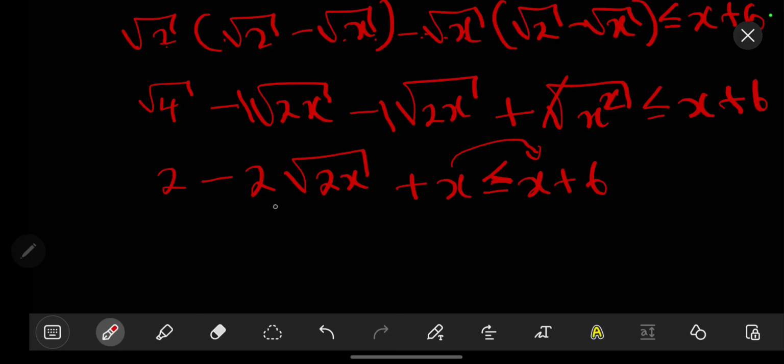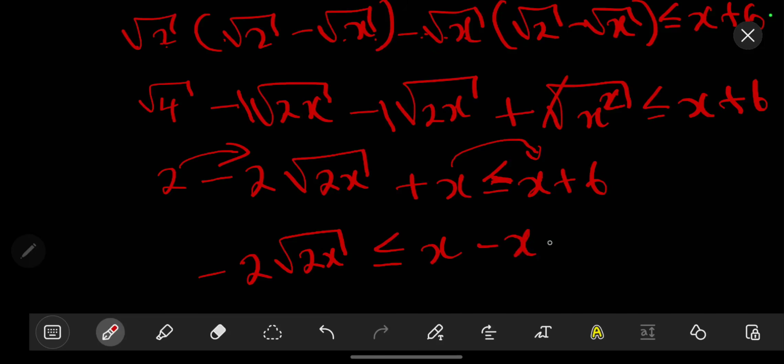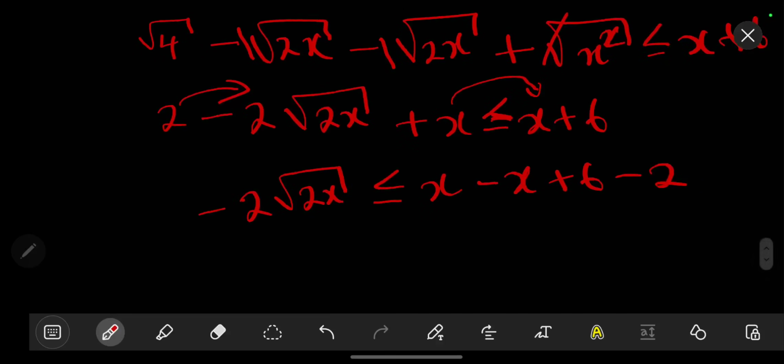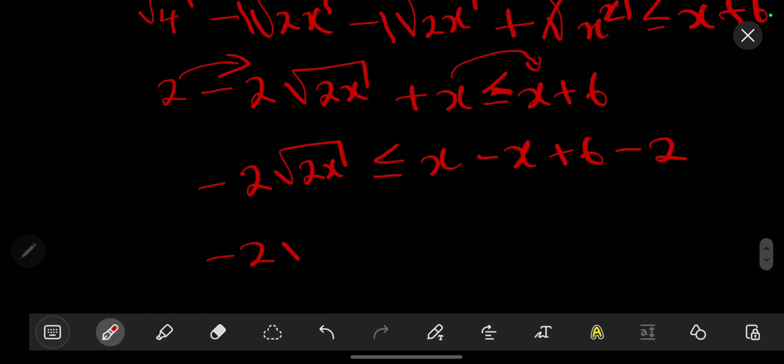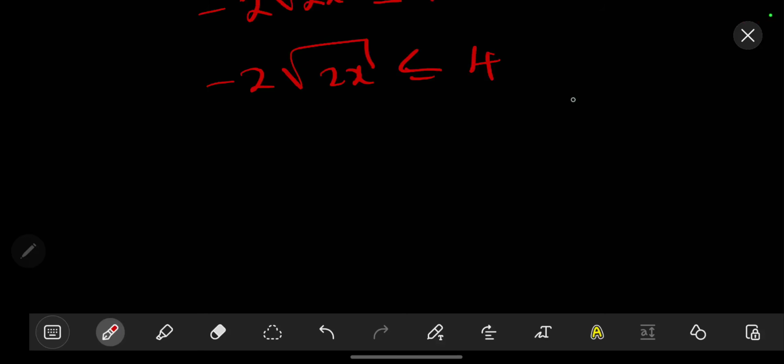So we are going to have something that is going to look like this. So the 2, when it goes the other side, and this x goes the other side, we remain with negative 2 square root of 2x less than or equal to x, then this comes there, we have minus x, if it goes there, plus 6, then we have minus 2 like that. So we are going to have a negative 2 root of 2x less than or equal to, x minus x is 0, 6 minus 2 is 4 like that. So this is what we have.